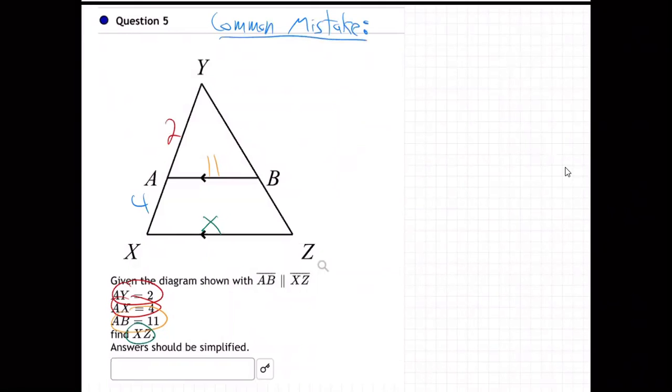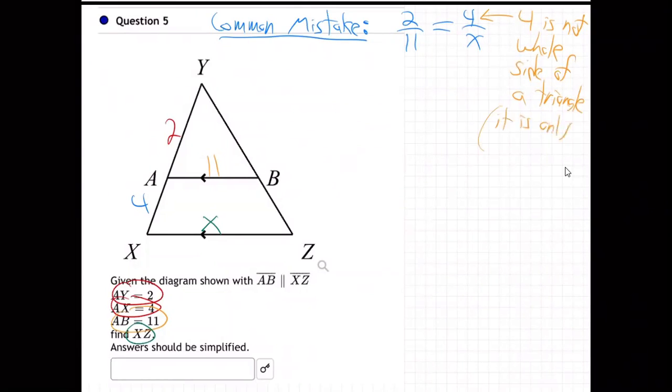The common mistake is to go, okay, I got it. 2 is to 11, right? 2 to 11 as 4 is to X. No, why not? 4 is not a whole side of a triangle. It is only part of a side, isn't it?